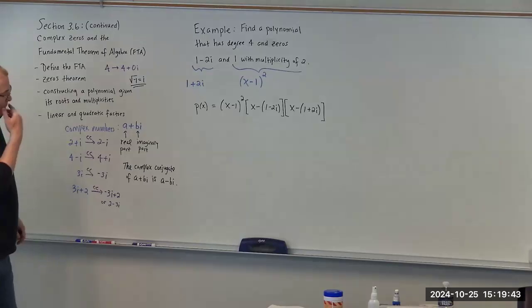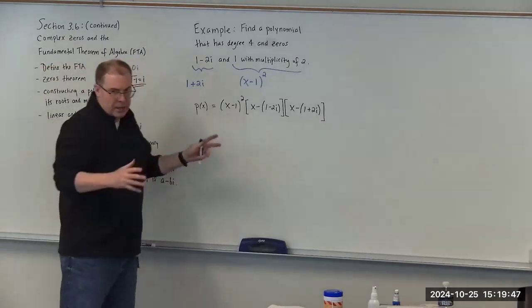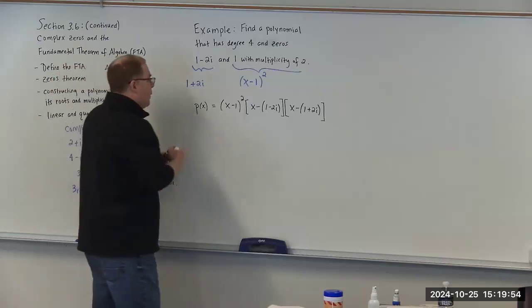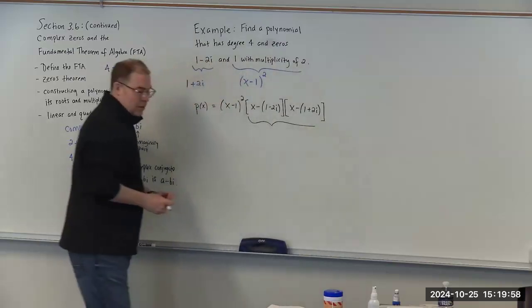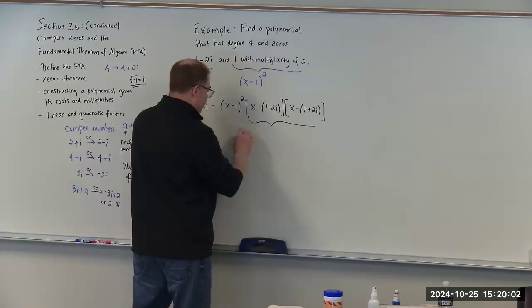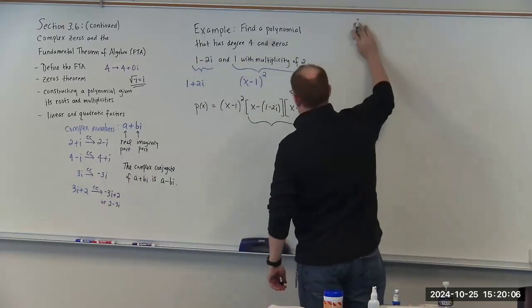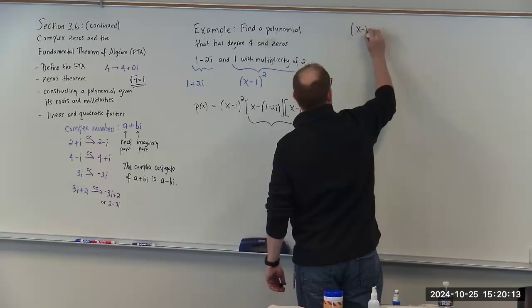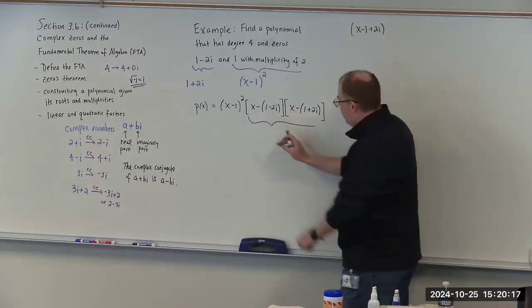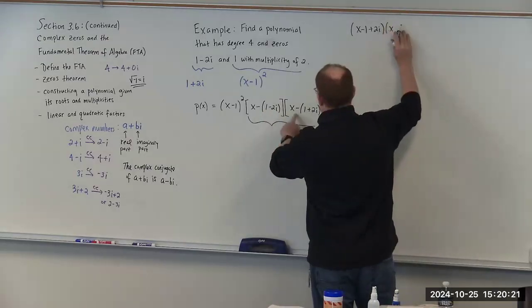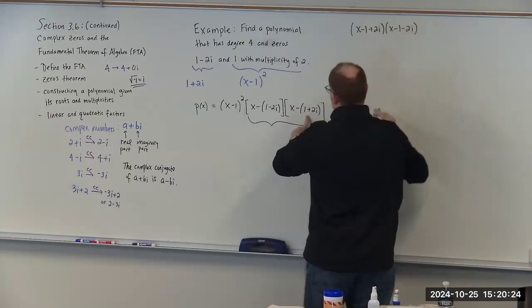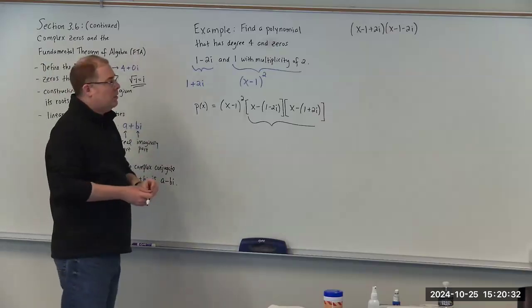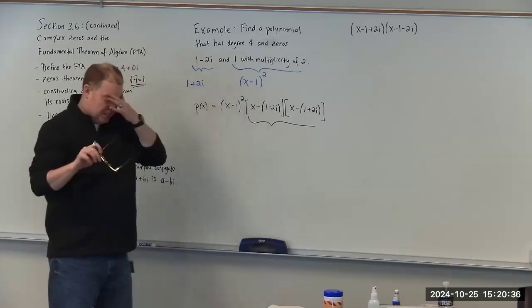All right, so what we need to do is multiply everything out and then simplify, combine like terms, and all that. Let's just focus on this part for now. This is x minus 1 plus 2i times x minus 1 minus 2i. Simplifying this will cut down on the possibility of messing up the signs.